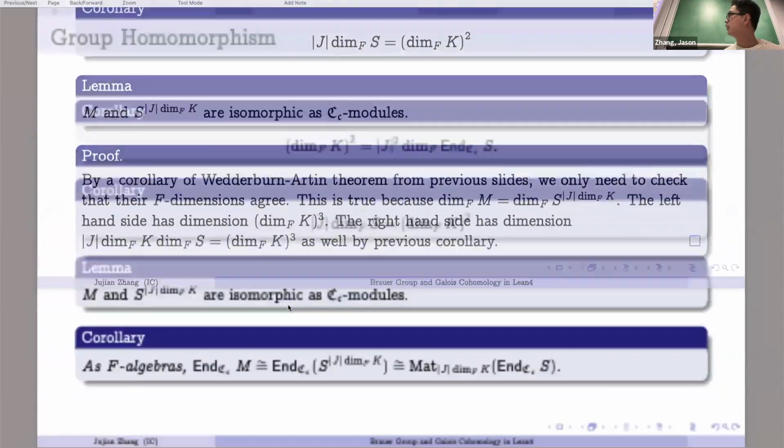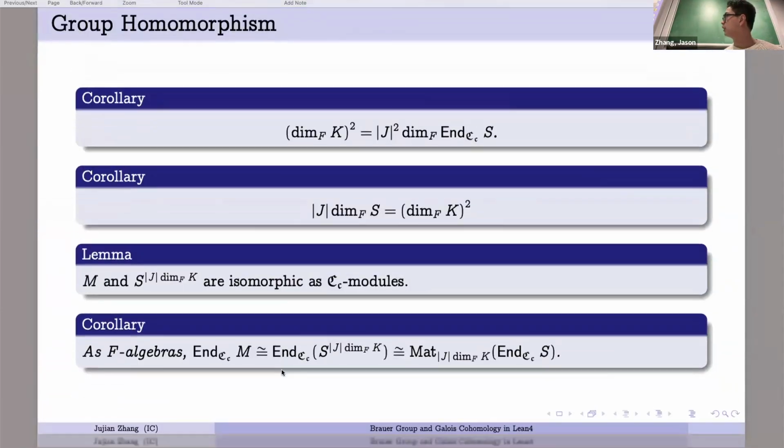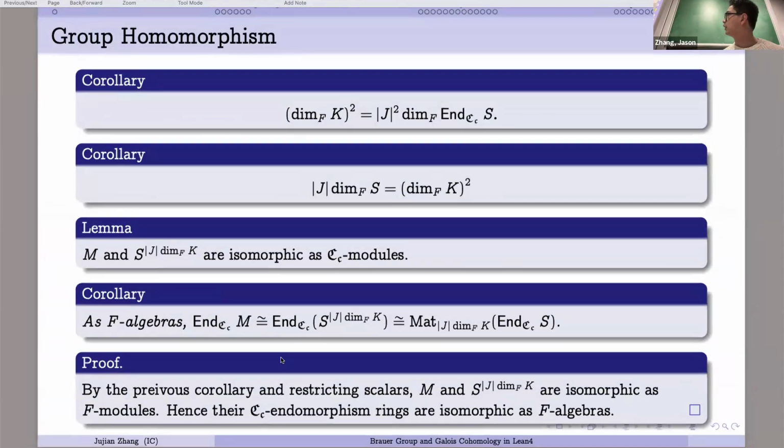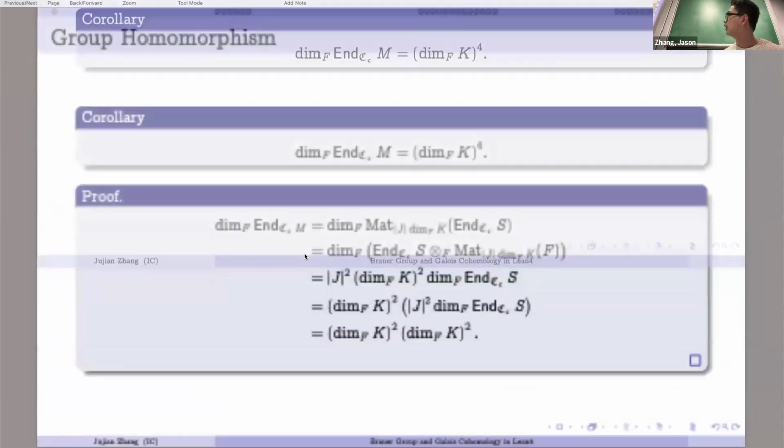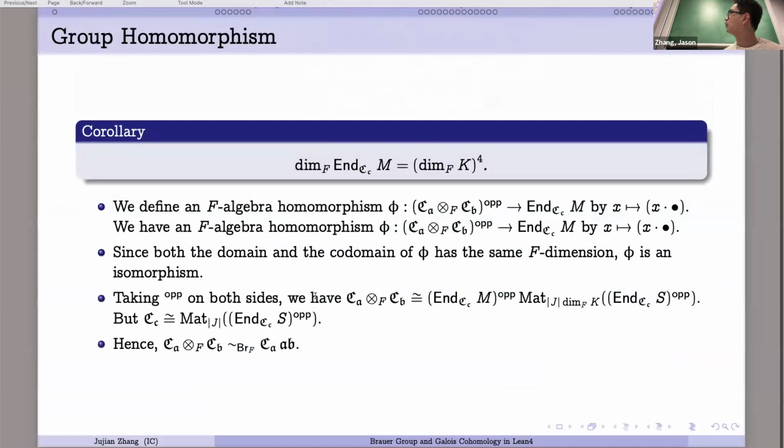Then finally you will see the endomorphism ring over M has dimension to the fourth power, and you will finally see that the tensor product is actually this matrix algebra. So they are Brauer equivalent. And yeah, sorry, I skipped most of the proof in the later part, which are the more interesting part.